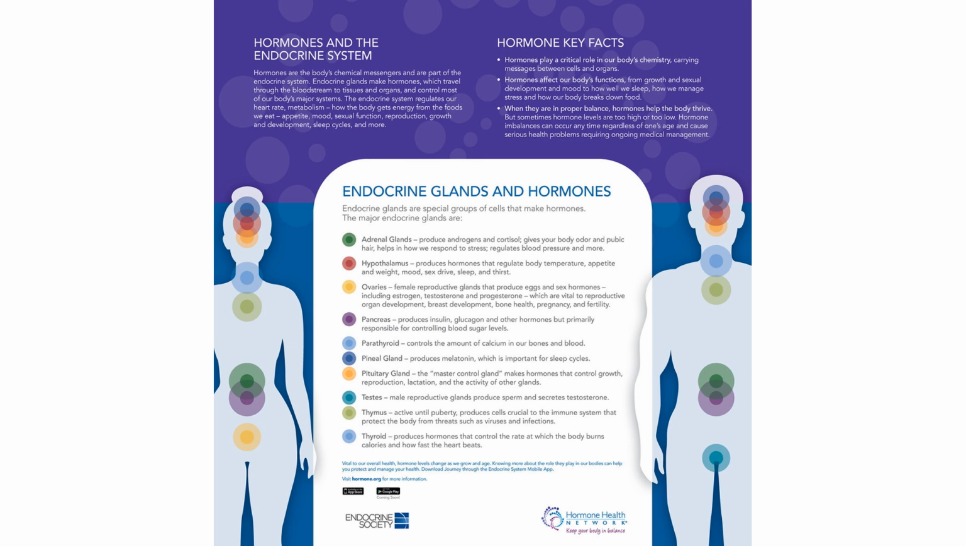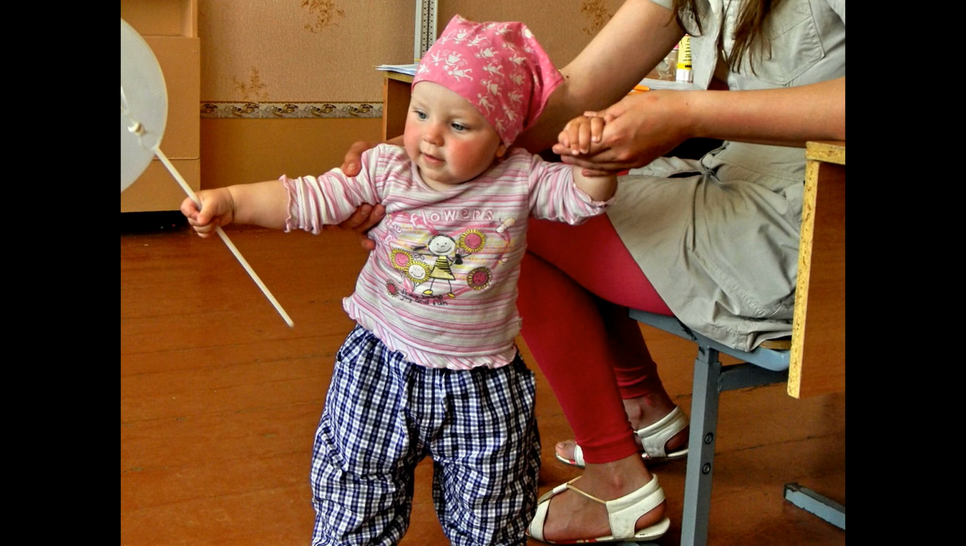Maintaining a healthy endocrine system is essential for overall health and well-being. This can be achieved through a healthy diet, regular exercise, and stress management. The video shows a summary of the key points covered in the previous segments, emphasizing the importance of maintaining a healthy endocrine system through lifestyle changes.